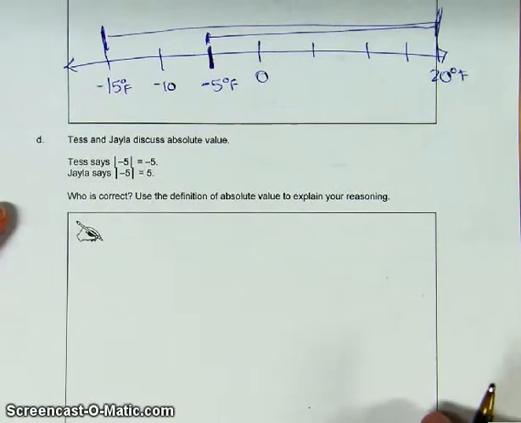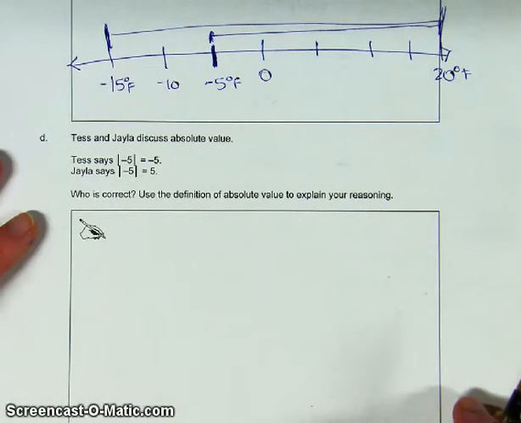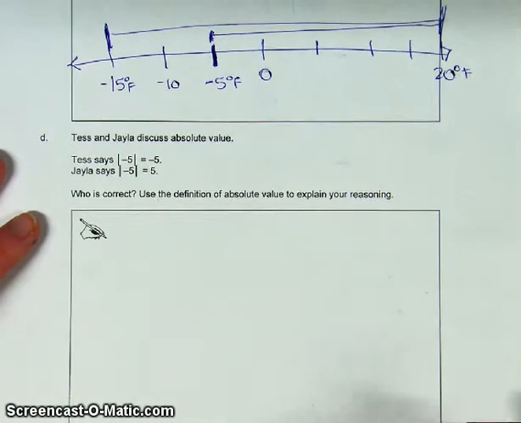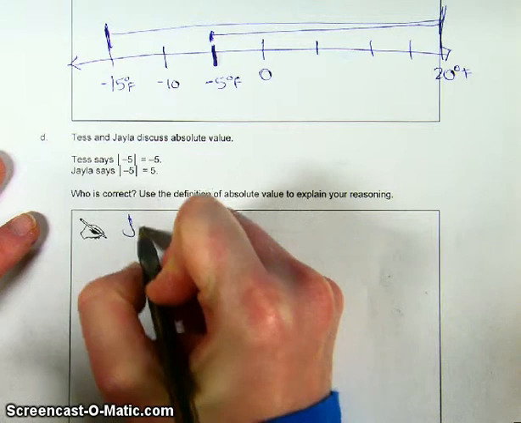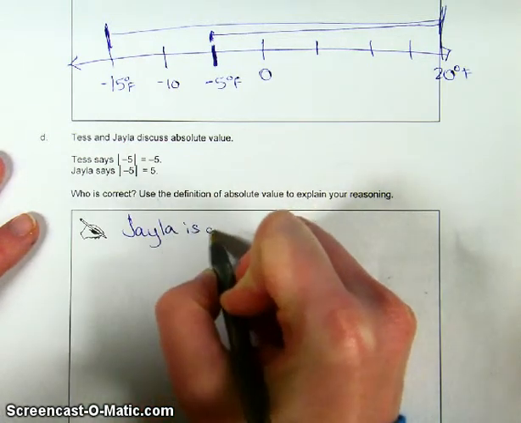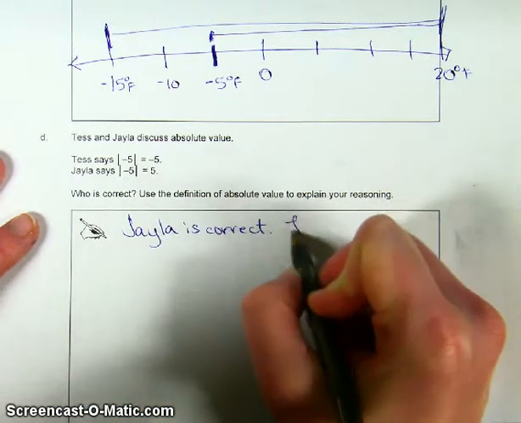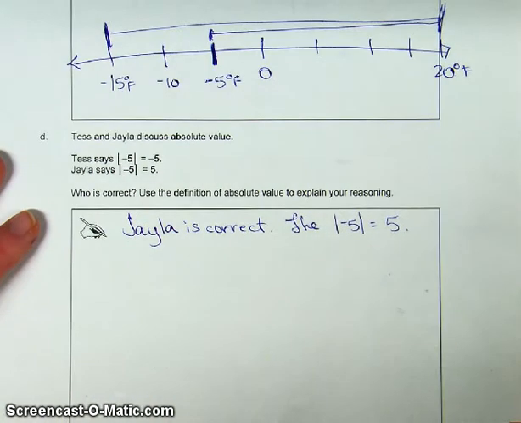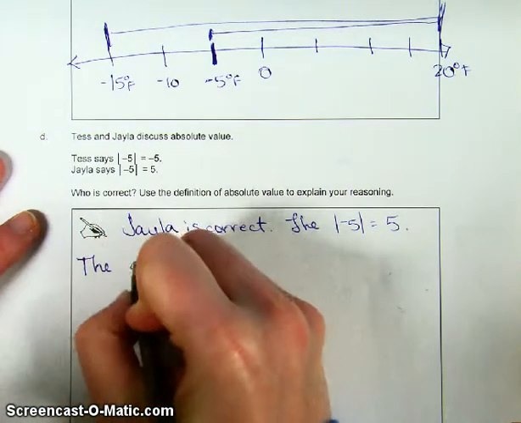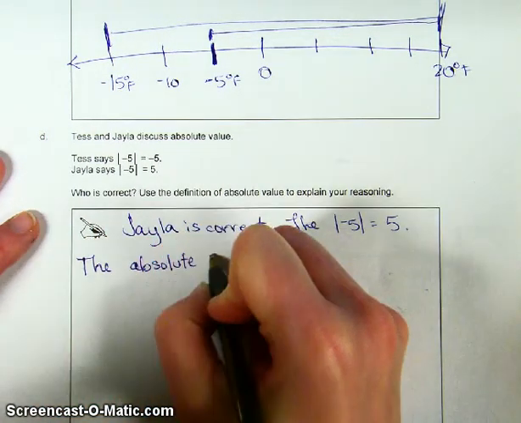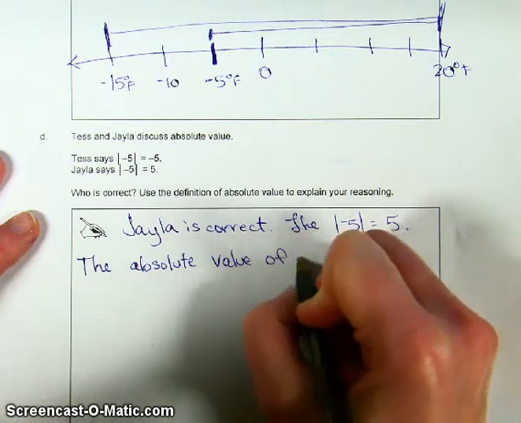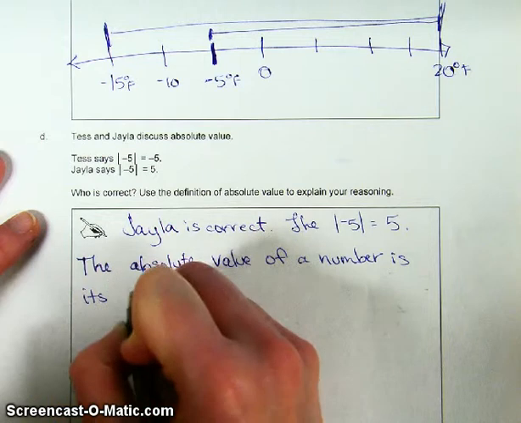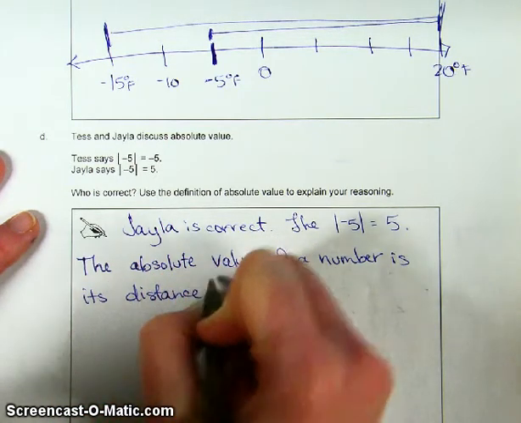Tess and Jayla discuss absolute value. Tess says the absolute value of -5 is -5. Jayla says the absolute value of -5 is 5. Who's correct? Jayla is correct. The absolute value of -5 is 5. The absolute value of a number is its distance from 0.